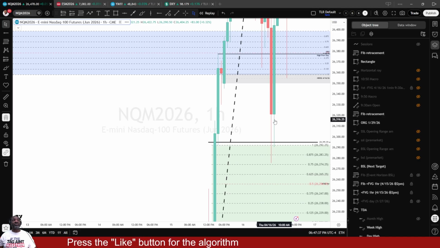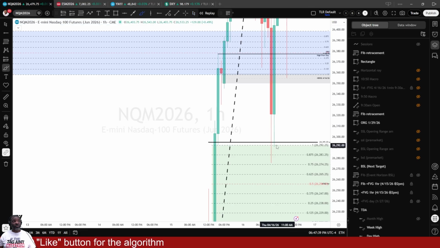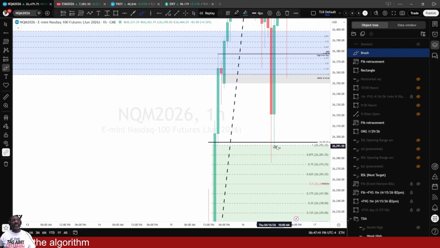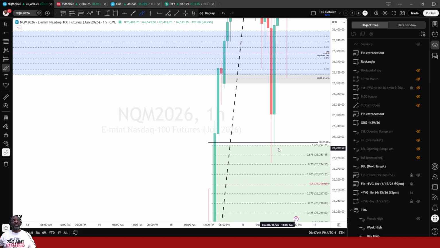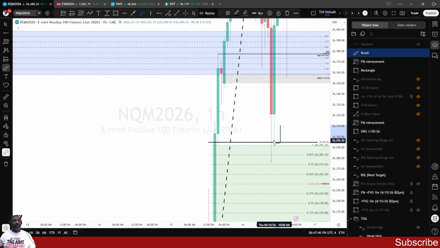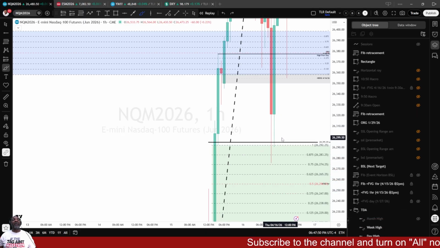So that's what? Another institutional order flow entry drill, right? Kissing into that area right there. Also, not only are we kissing into that area right there, there's another imbalance that we are respecting in that area there.